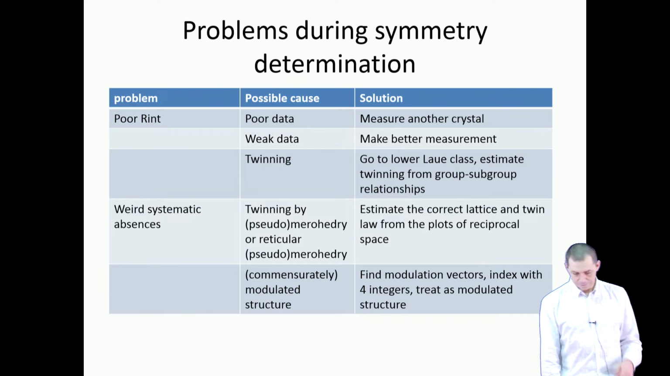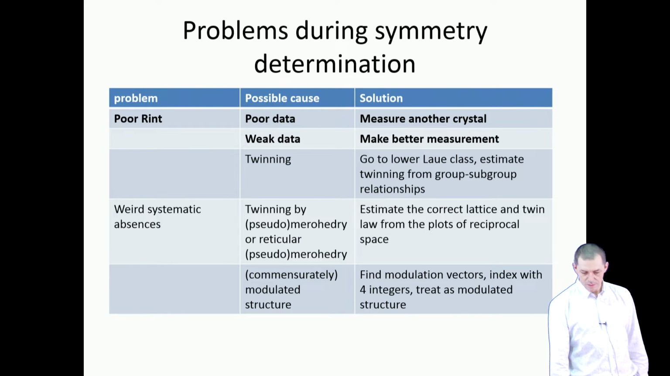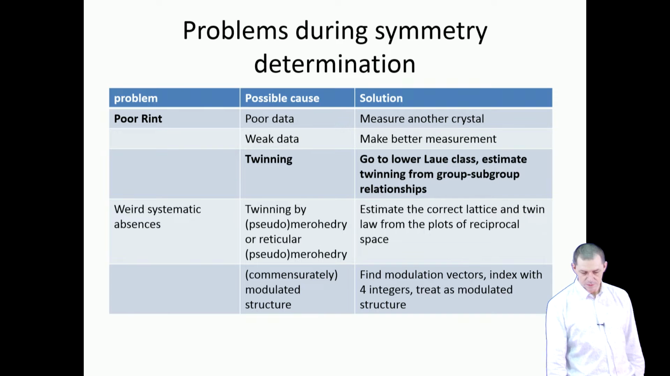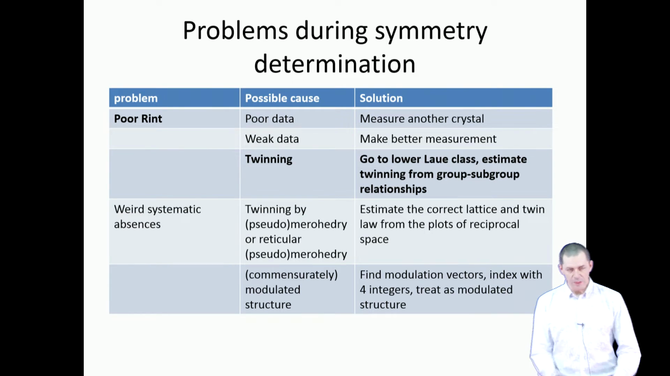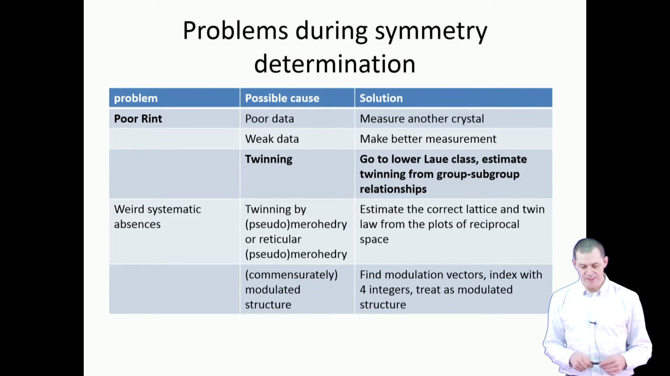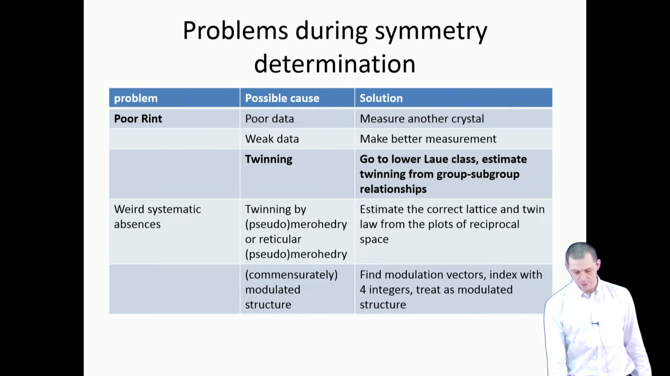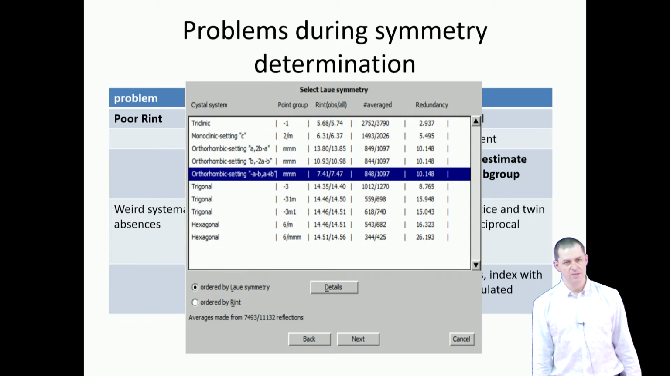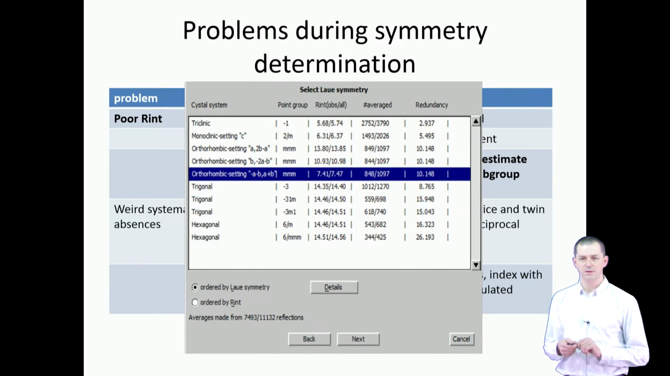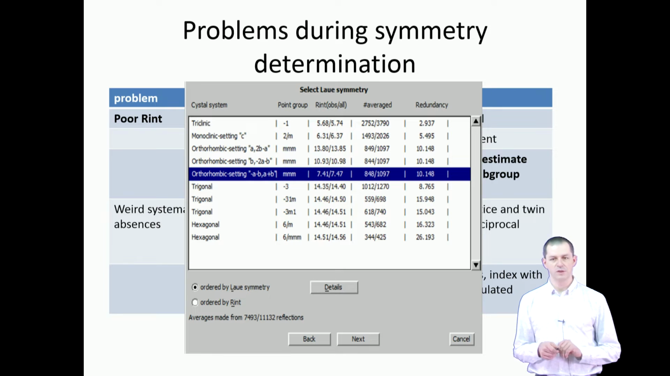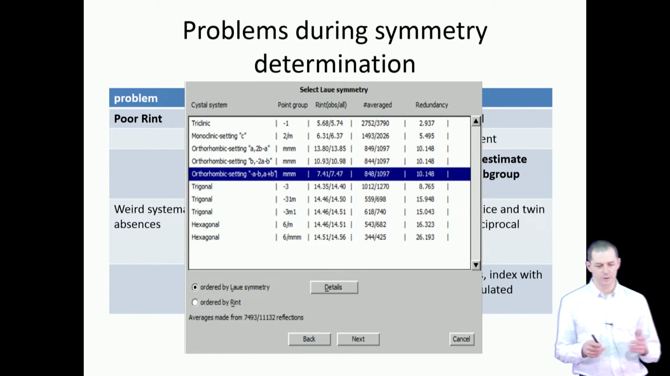You may have twinning. So if you have twinning, then you need to go to lower class, estimate the twinning from group-subgroup relationships. This is the case of the cesium lithium sulfate. Again, one of the examples you have in the practical examples.